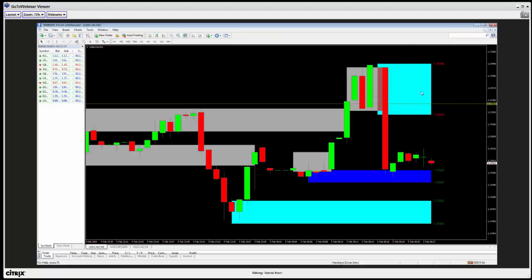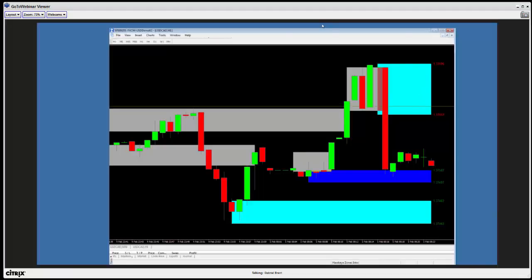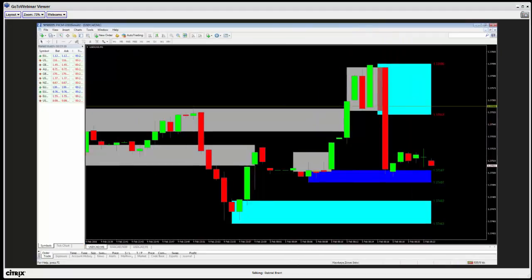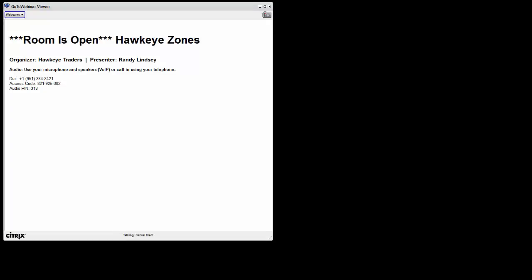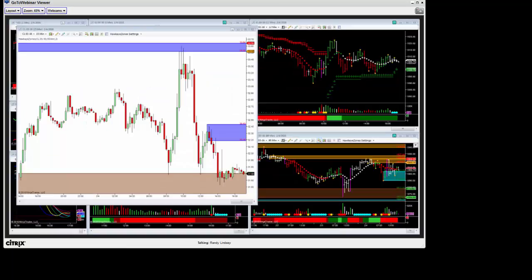So that's how the zones work in real time, and you can see this here on the Forex market. And with that being said, I'm going to actually let my friend Randy here show you some more examples of the zones and how they're working on other platforms. Randy, are you there? I am. Absolutely. Thank you very much for that, Gabriel. Appreciate that. Very good information that you shared there.